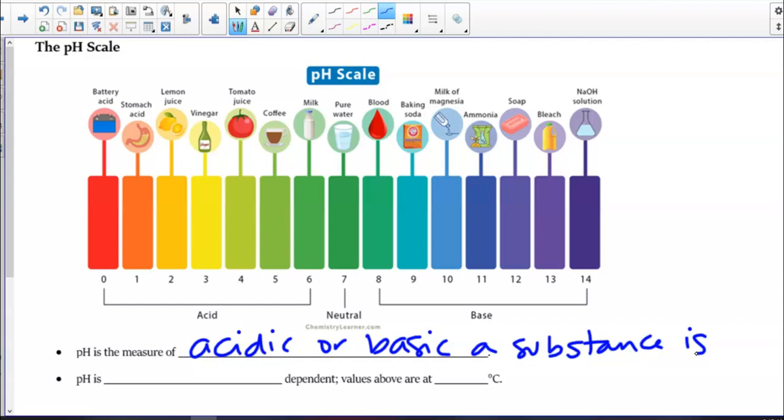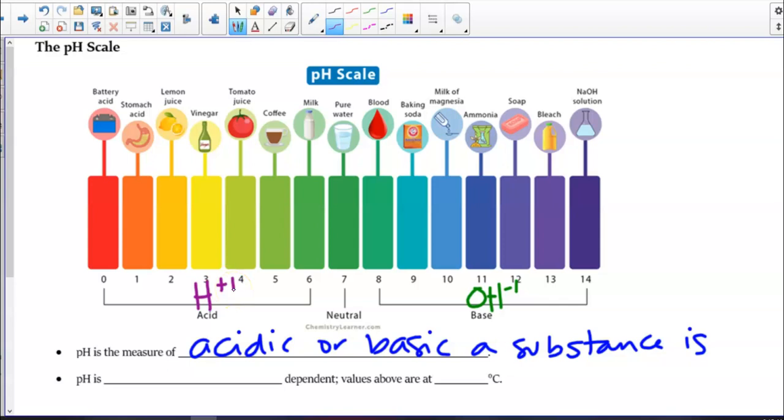On the other side of 7, so greater than 7, are things that are basic. So the opposite of an acid. Basic things are things like your blood, which is slightly basic, baking soda, milk of magnesia, which would be something you might take if you have an upset stomach. Tums and things like that would fit in that area. Ammonia, like a cleaning product, soap, bleach, and sodium hydroxide. So bases are going to be things that contain hydroxide, right? Remember, that is OH minus. Acids are going to be things that contain hydrogen. Okay, so H plus.